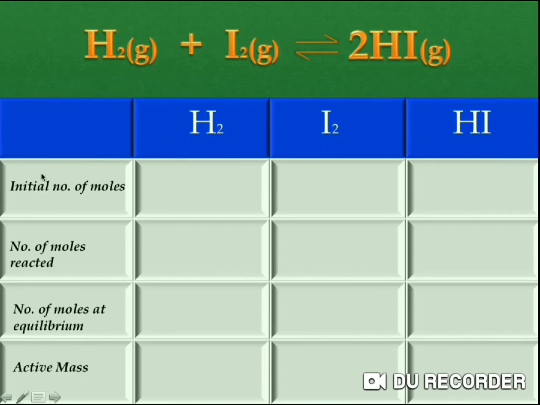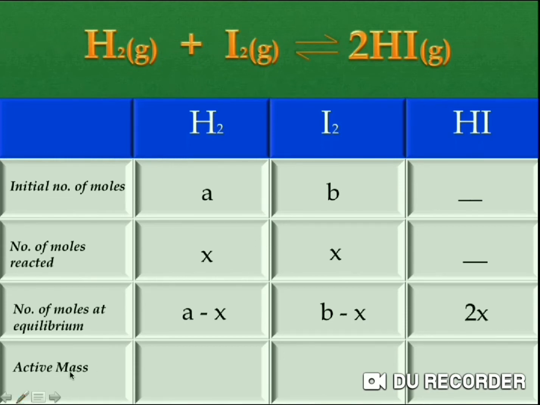First, the initial number of moles for hydrogen is A, for iodine it's B, and for hydrogen iodide there is no initial number of moles because it's not formed at the initial stage. Number of moles reacted is X for hydrogen, X for iodine, and there is no hydrogen iodide. Number of moles at equilibrium is A minus X for hydrogen, B minus X for iodine, and 2X for hydrogen iodide.